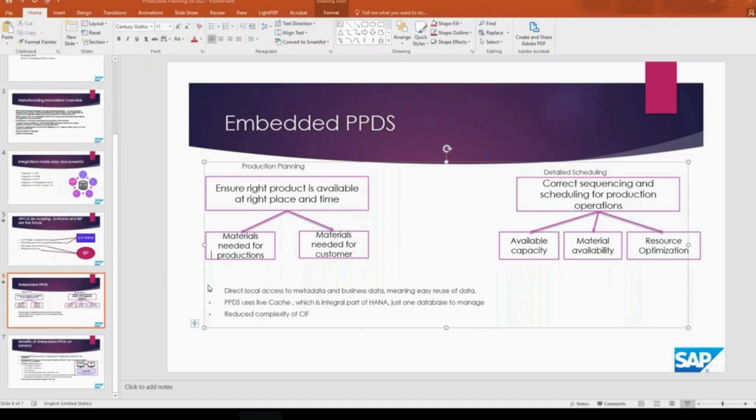PPDS will help with on-time delivery. It will help you with short manufacturing cycle times and order lead time. There are different techniques available within PPDS, called optimization, block planning, and something called campaign planning. Different tools are available through which a planner can realize the best possible solution, and they can reduce their lead time.